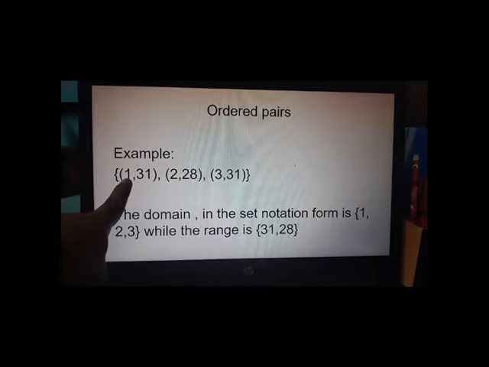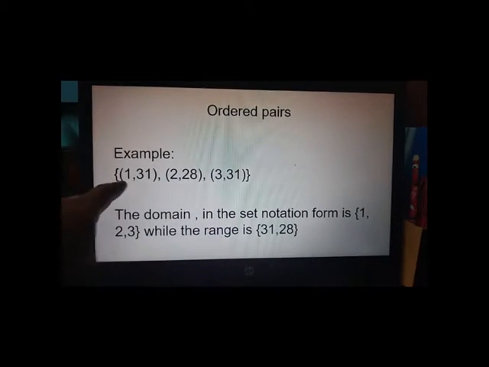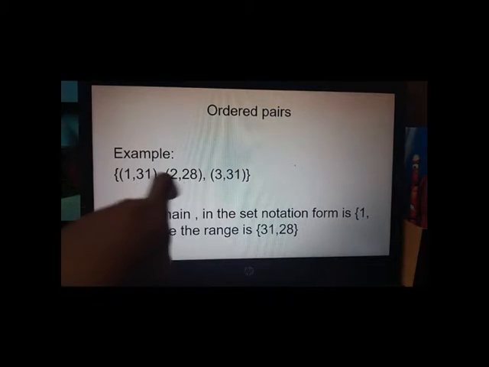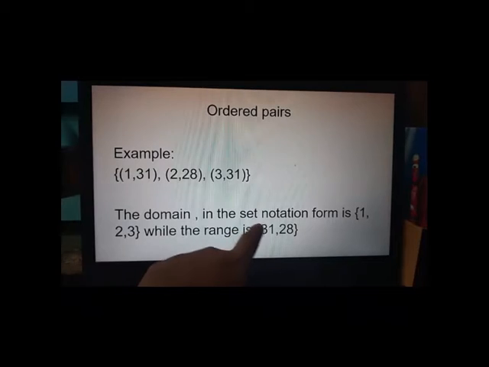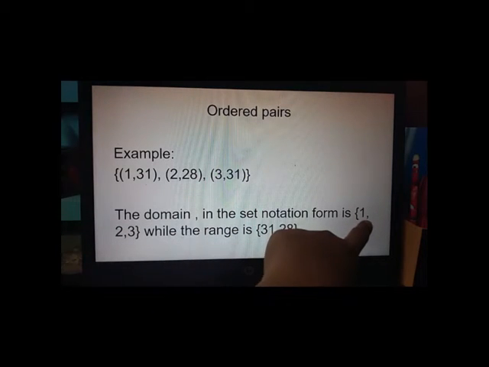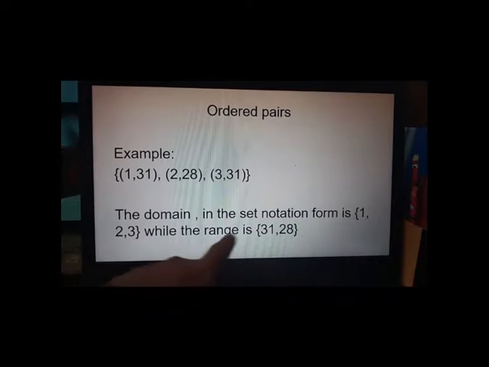The first set of values, which is 1, 2, 3, are elements of the domain. 31, 28, and 31 belong to the range. So this is how we're going to write it. We have the domain 1, 2, 3, and the range is 31 and 28. Or you can rewrite this one as 28 and 31.